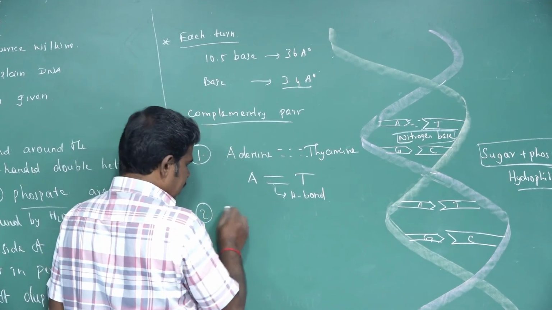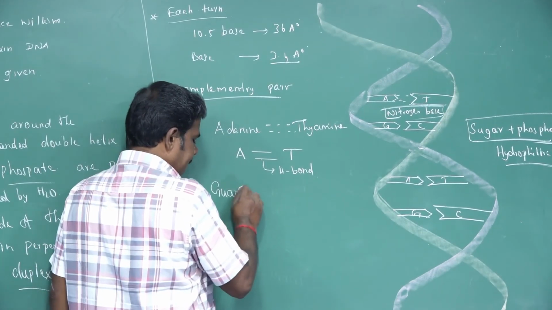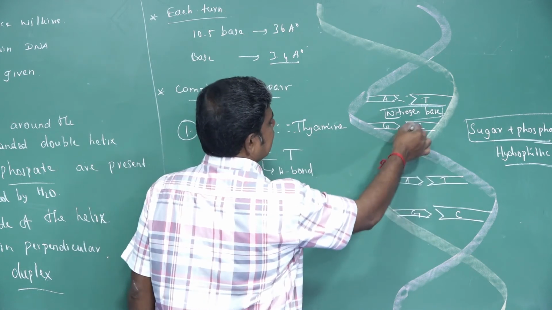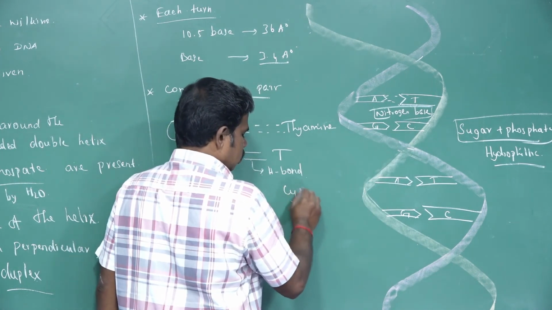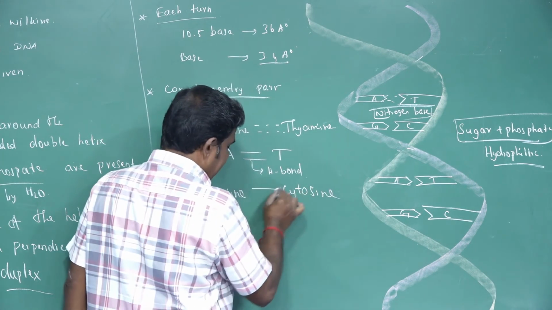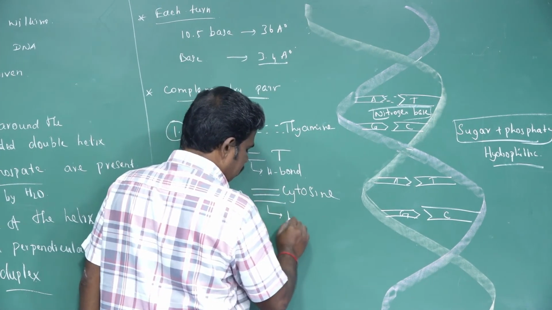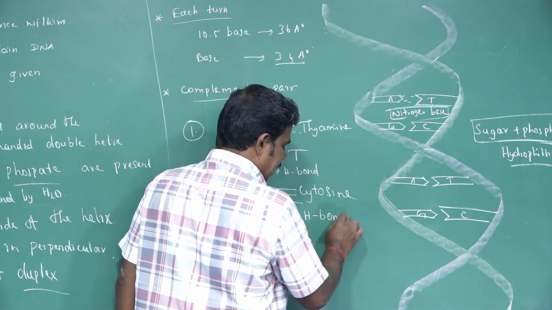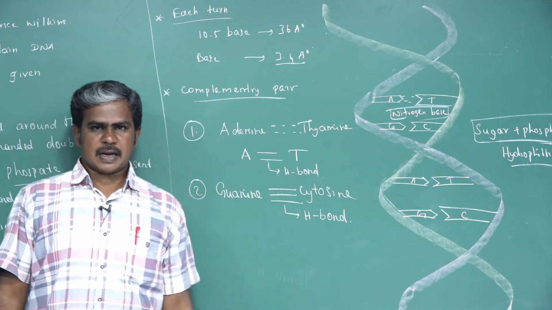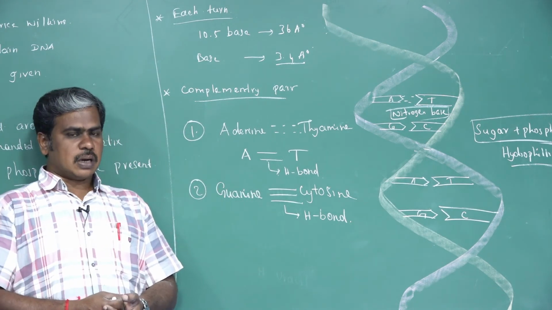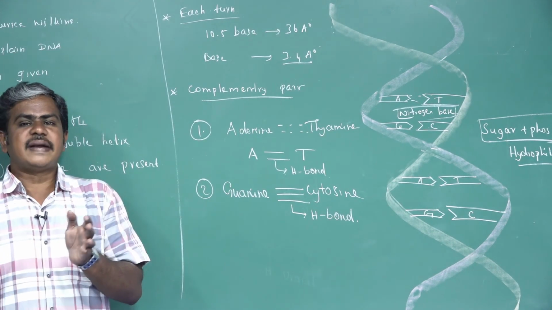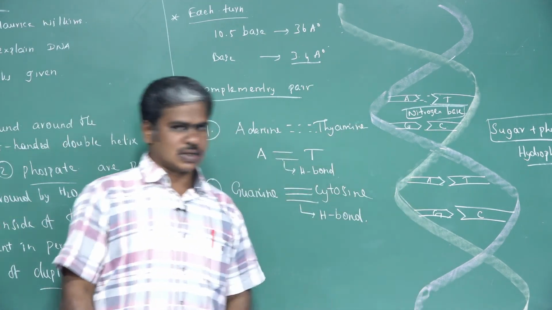Now the second one is guanine. Guanine is always paired with cytosine, by making three hydrogen bonds. So here it is a complementary pair, and if the complementary pair is different, it will destabilize the helical structure.